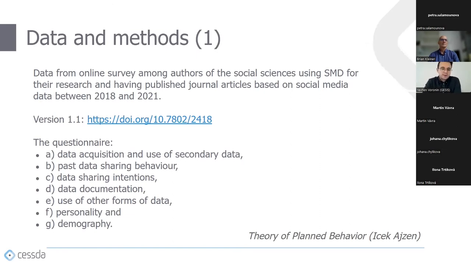So our data is available online, data from an online survey among authors who actually used social media data and published journal articles based on social media data between 2018 and 2021. We had a list of journals, collected information, and asked authors to participate in the survey. A new version is available online, version 1.1. As you can see, the questionnaire covers different sections, and feel free to reuse the data. You can download it from the GESIS website.